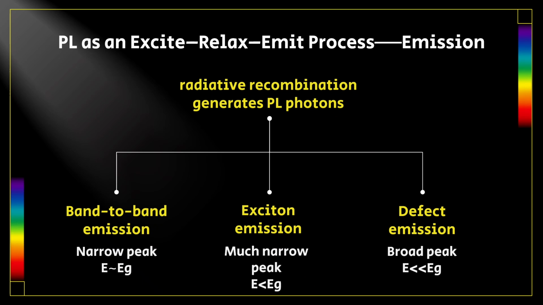Band-to-band emission in PL is a radiative process where an electron directly recombines from the conduction band to the valence band, emitting a photon. It dominates in high-quality samples with few defects and presents narrow, high-intensity PL peaks with energy close to the band gap energy.